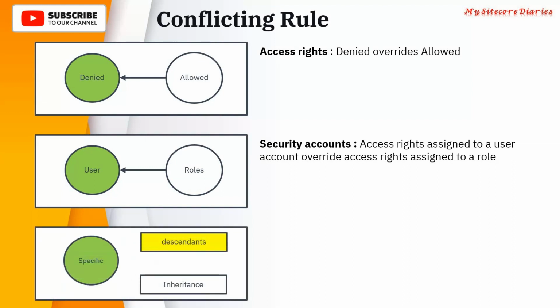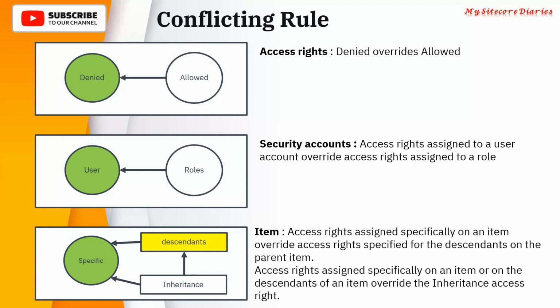You have specific item access, descendants and inheritance. The specific access will always get precedence over a descendant, whereas the descendants will get precedence over inheritance, and always specific will have the highest precedence. So access right assigned specifically on an item overrides access right specified for the descendant on the parent item. Access rights assigned specifically on the item or on the descendants of an item override the inheritance access right. So this is how it will work. The green part will always get precedence over the white part.